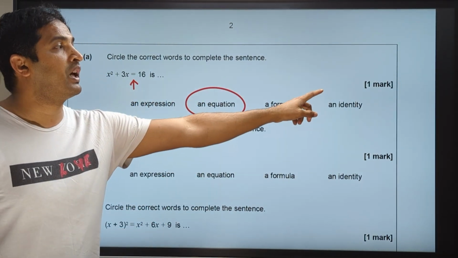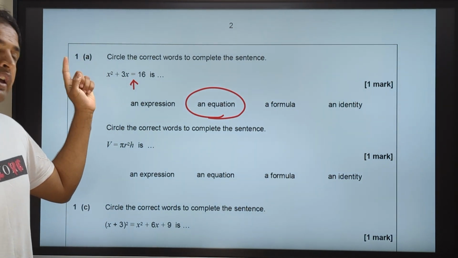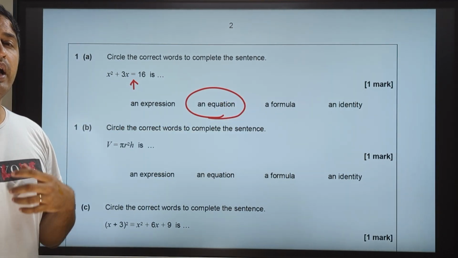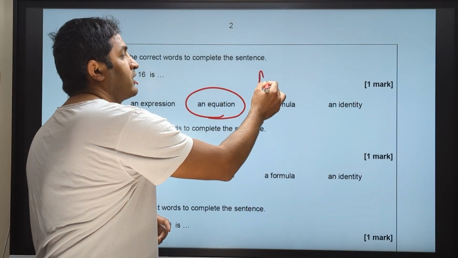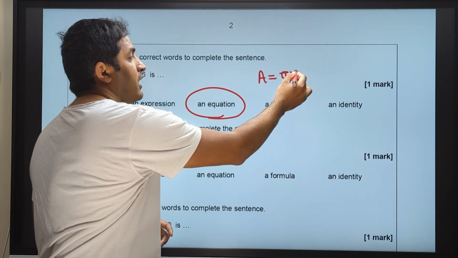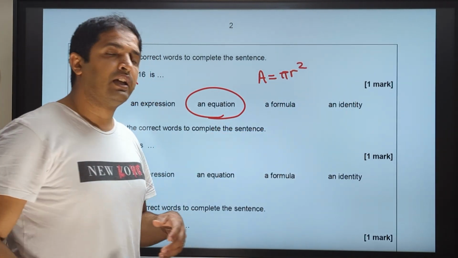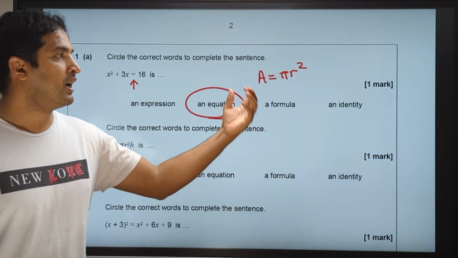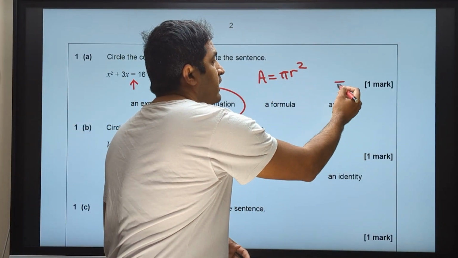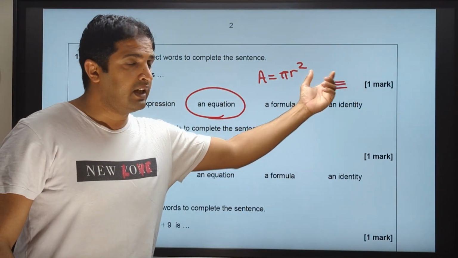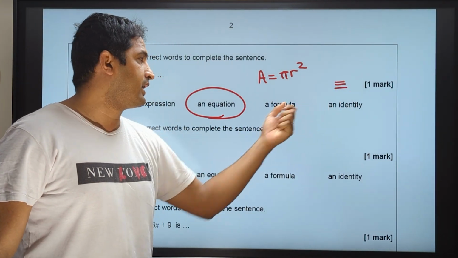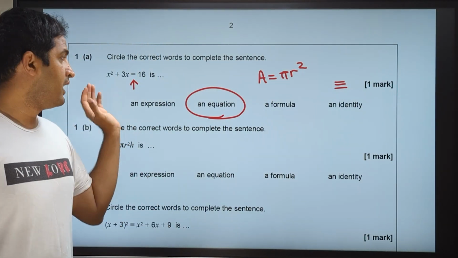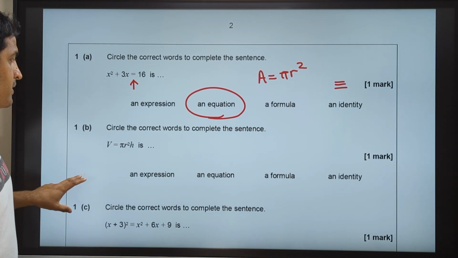It can be formula or it can be identity. But in this case, we only know there's one unknown and there's an equal sign. So this is an equation. If it's a formula, you're likely to have more than one unknown. So for example, here you have area of circle is pi times r squared. That's a formula. Identity means both sides are equal regardless of what value the unknown x, y, z is. Both sides would be equal to each other and generally represented using three lines that represent equivalence, and that's what the identity is. Expression is just the left hand side or right hand side, where you're expressing something without an equal sign. So it's an equation.